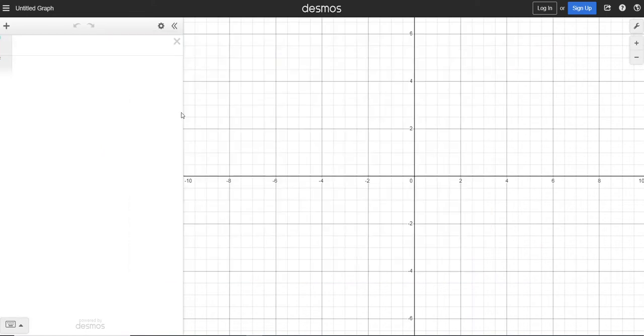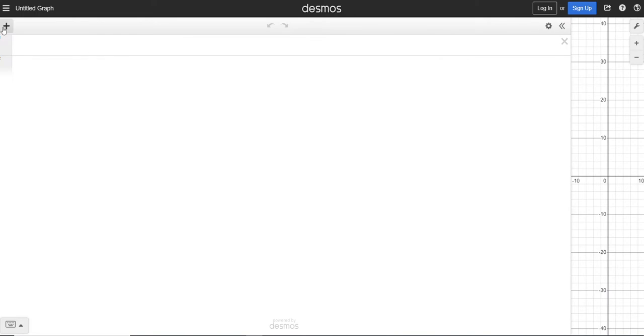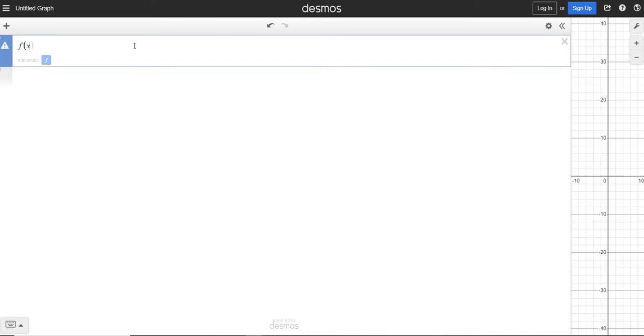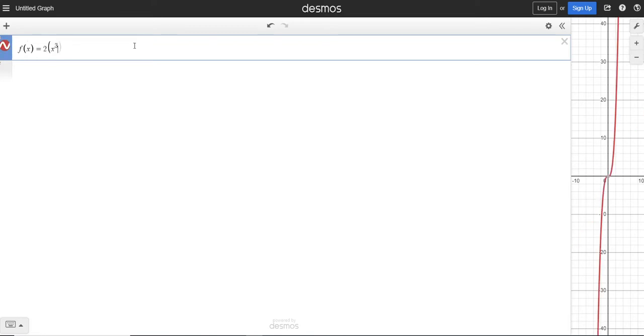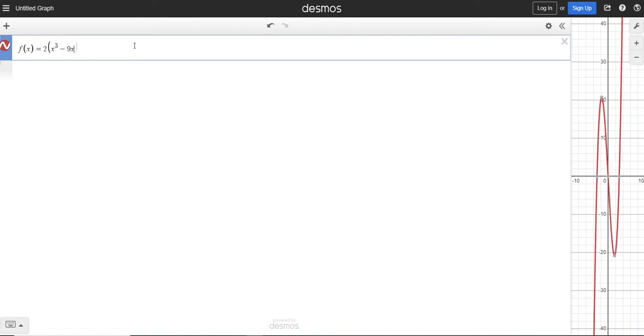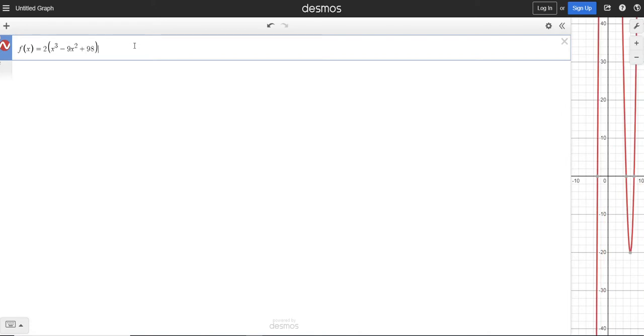Let's pop over to Desmos, and I'm going to get the graph out of the way for now because we are going to solve this graphically later. But this time, oops, I got to put a function in first. This time I'd like to solve it algebraically. So I'm going to put in my function, I could put the 2 in there, but I don't really need to. I'll go ahead. 2 times x cubed minus 9x squared plus 98. Just putting in the factored form.